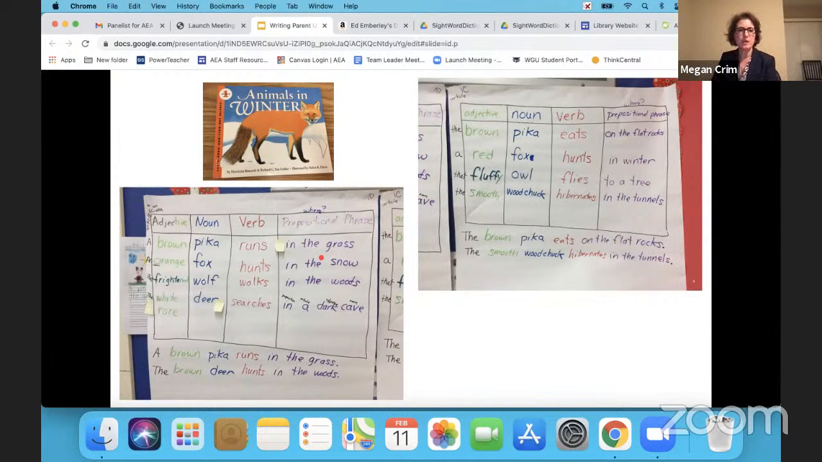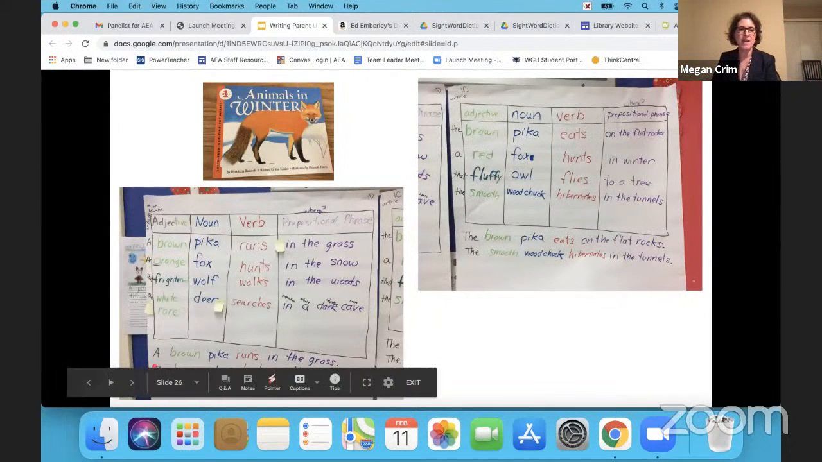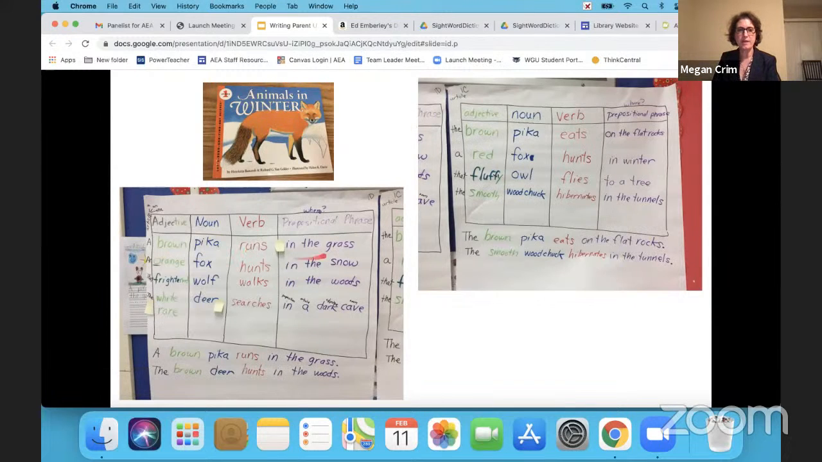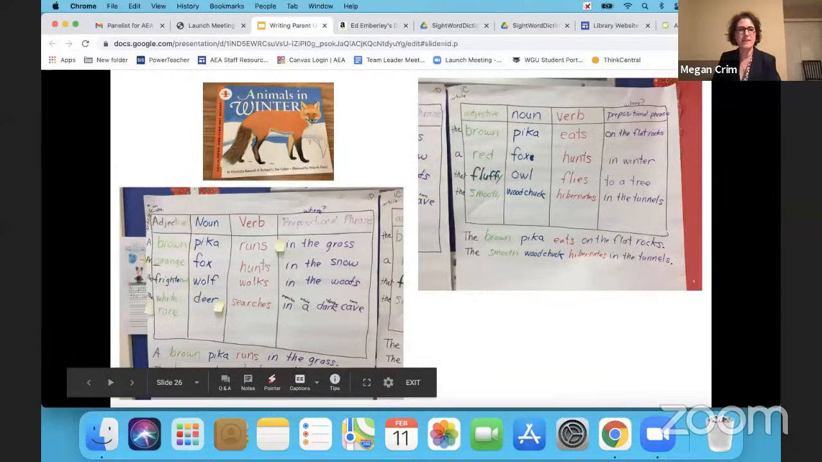Then what you do is you make a sentence with all the parts of speech. And that's what a sentence needs. It needs a subject and a verb. That's the most basic sentence. And the rest kind of add on to that. So here we have, a brown pika runs in the grass. And then the next one is, a brown, how about this?